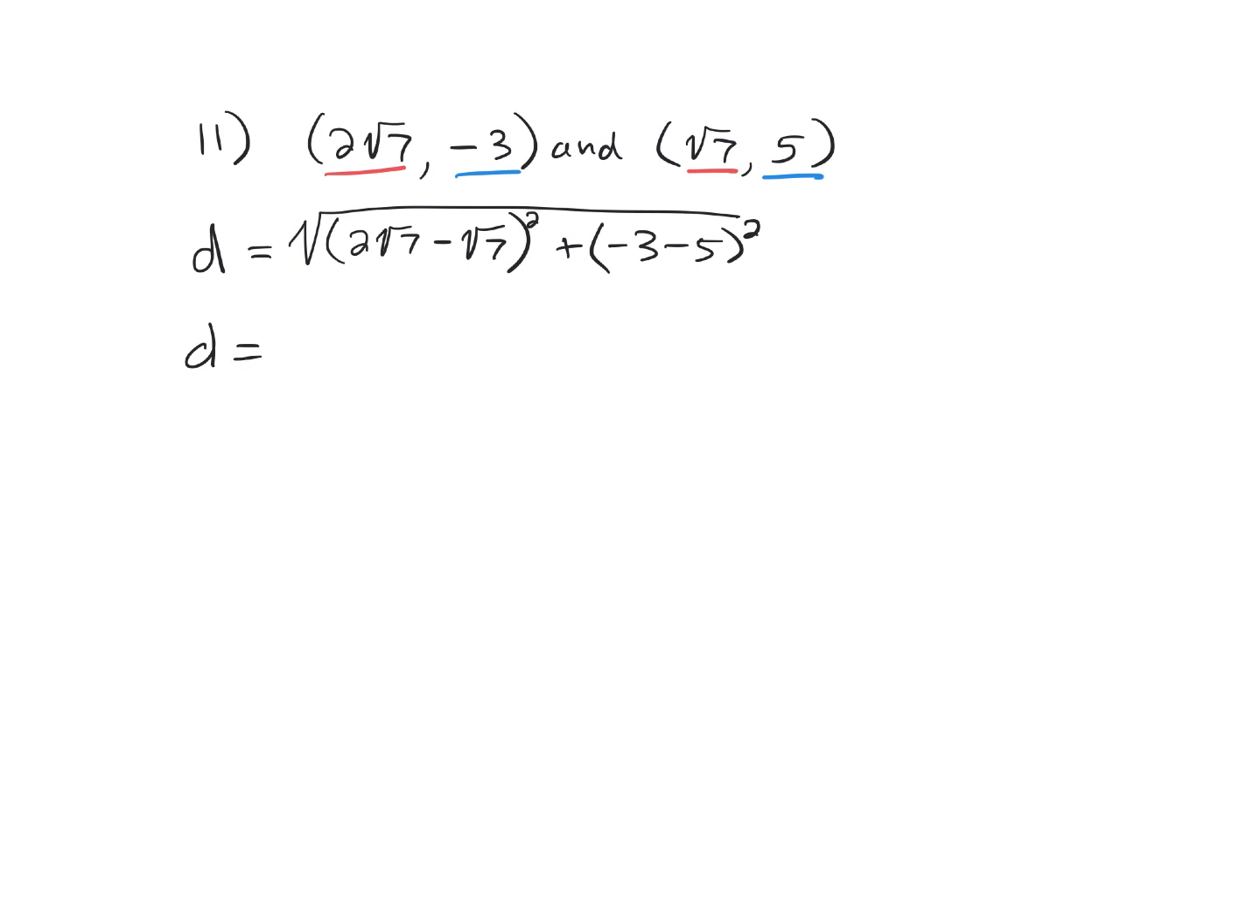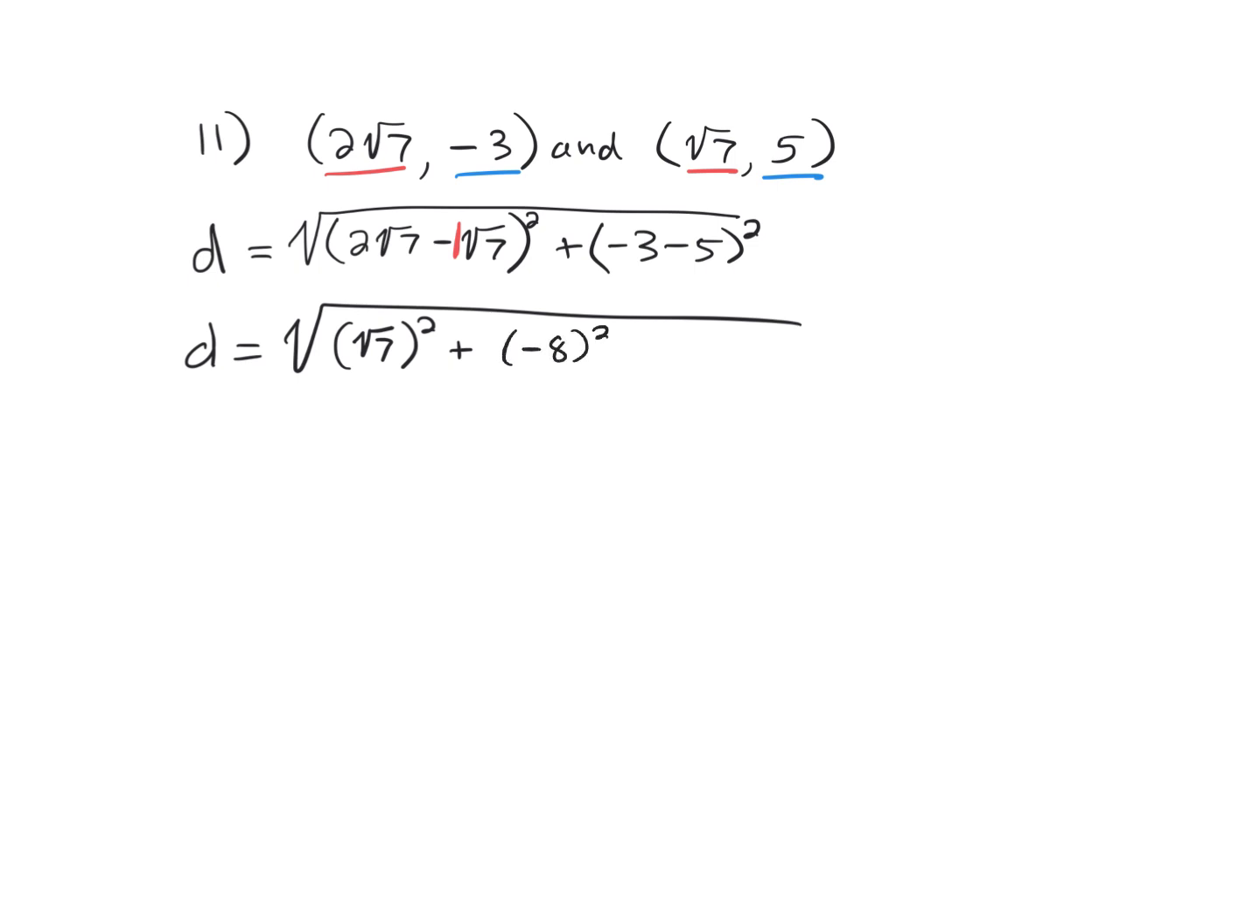Okay, next line. Remember that if there's no number in front, I can put a 1. So what that really is saying is 2 apples minus 1 apple. Well, 2 radical 7 minus 1 radical 7 leaves 1 radical 7. Or I can just write radical 7 squared. In the other parentheses, I get negative 3 minus 5. I need to think of that as a negative 3 plus a negative 5. That is negative 8. So I've got a negative 8 squared.